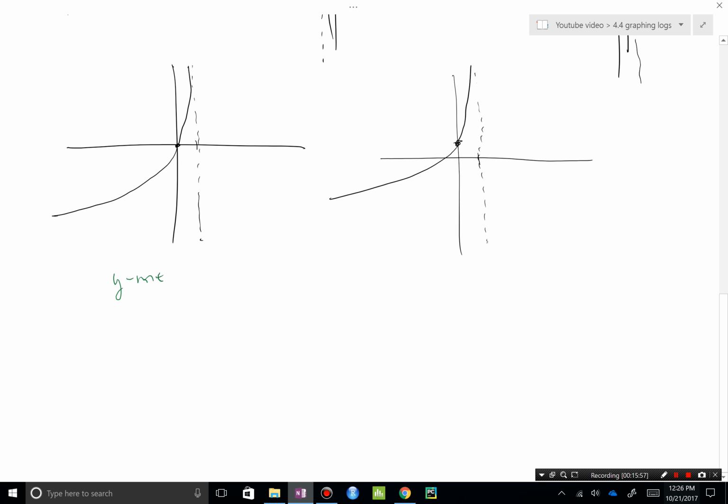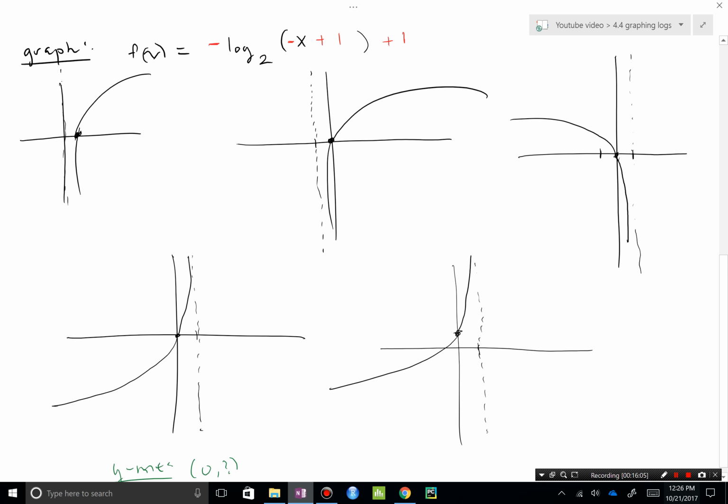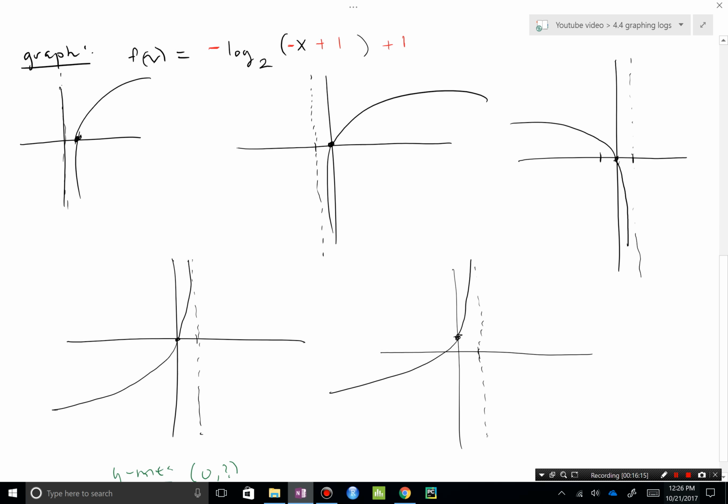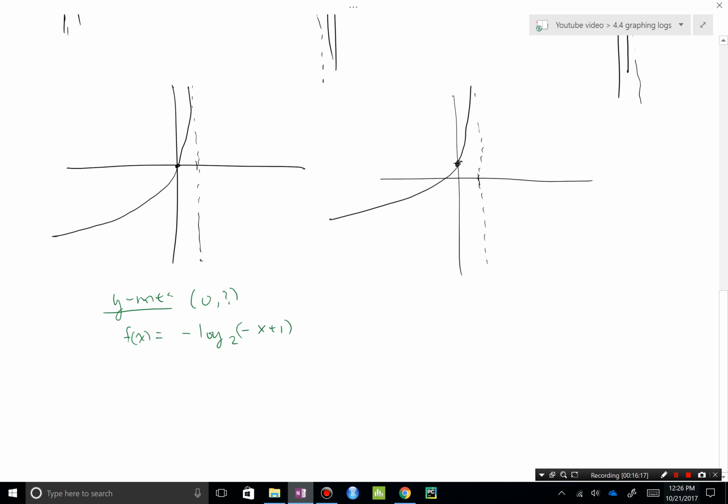All right, so my y-intercept. So who is 0 in my y-intercept? Everybody should be able to tell me that the x is 0, and I'm looking for the y. So what's the original function? Log base 2. So if f of x is negative log base 2 of negative x plus 1, plus another 1. Okay, you plug in 0.